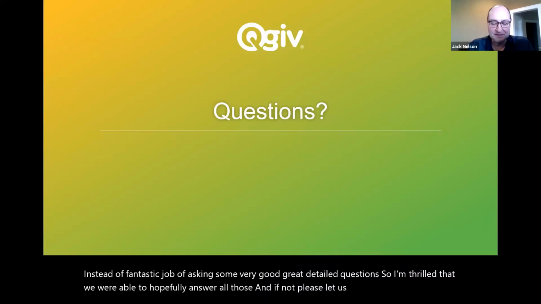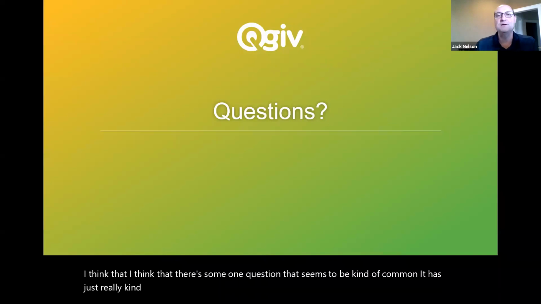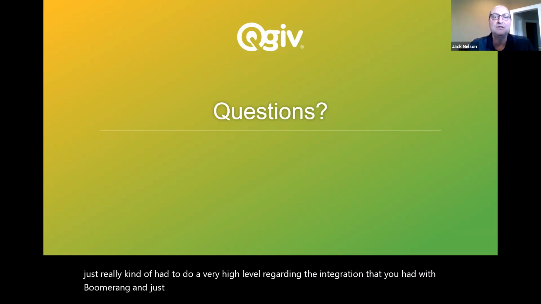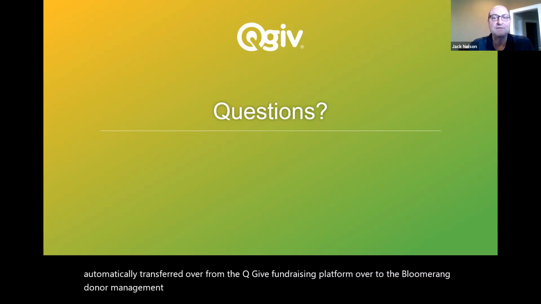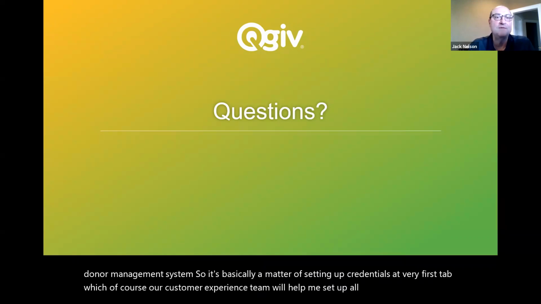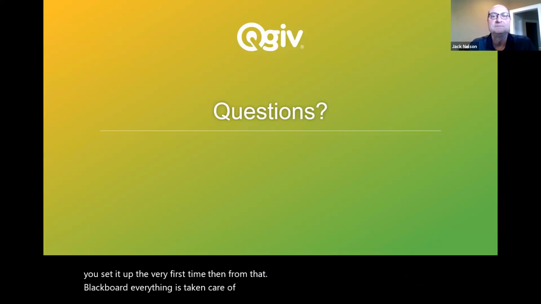I think that there's one question that seems to be kind of common. It has to do at a very high level with the integration that we have with Bloomerang. And just please know that it is a seamless integration, meaning that the data is automatically transferred over from the Qgiv fundraising platform over to the Bloomerang donor management system. So it's basically a matter of setting up credentials the very first time, which of course our customer experience team will help you set up. And then once you set it up the very first time, then from that point forward, everything is taken care of for you automatically. Perfect.